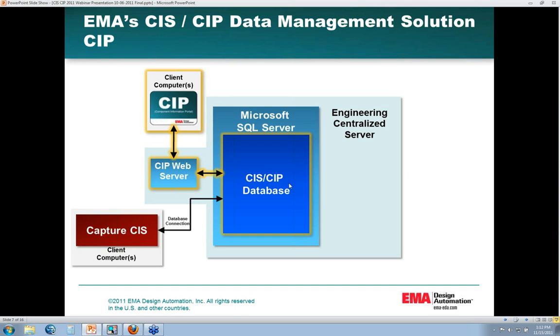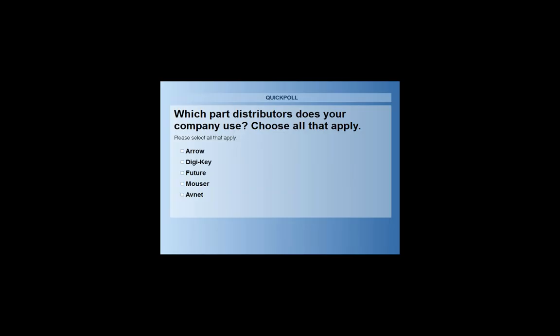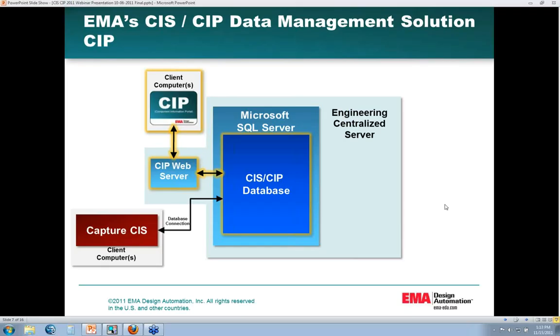Now what I'd like to do is open up another polling question. This polling question is, what part distributors does your company use? We have Aero, DigiKey, Future, Mouser, and Avnet. Okay, great. Thank you very much for that polling question.